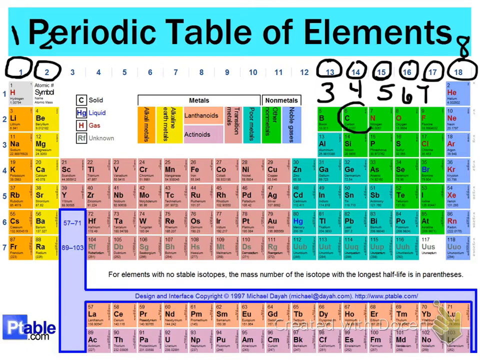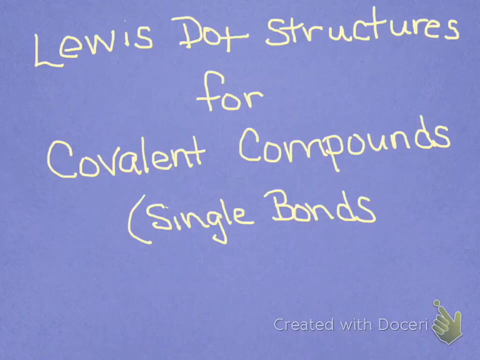Say, for example, we wanted to draw a Lewis dot structure of carbon. We would draw it with 4 valence electrons, 1 on each side. So 1, 2, 3, 4. Okay. If we wanted to draw a Lewis dot structure of fluorine, we would draw an F and we would put 7 valence electrons around it, just like this. Okay, so this is important to know as we get ready to draw these Lewis dot structures for covalent compounds.